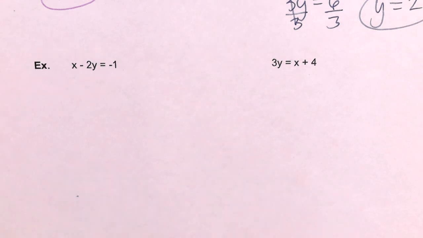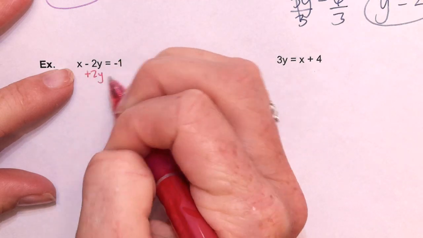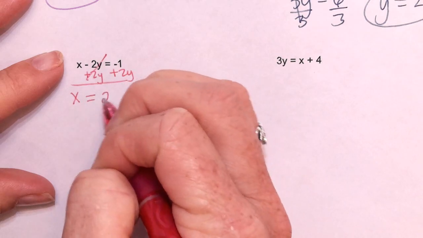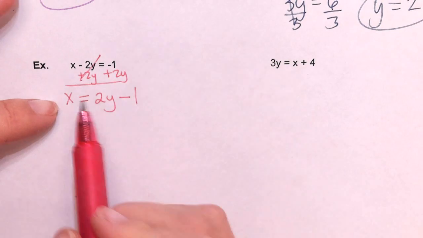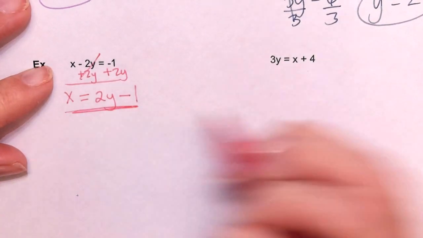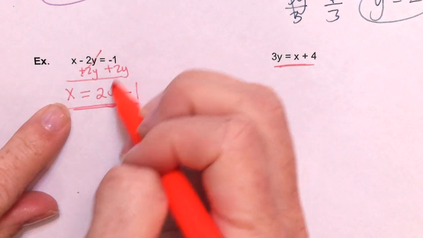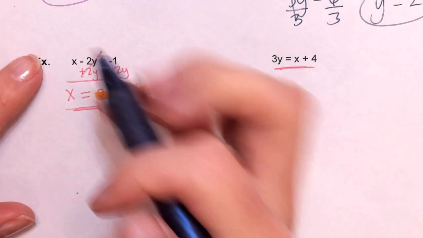Are y'all with me? All right, so here we go. How do I get rid of minus 2y? Plus 2y. So this is gone, and I'm left with x equals 2y minus 1. This is now the equation that I use. This equation and this equation. Do y'all want to try the next step from here? Y'all should be able to do the next step without me by now. What am I going to plug in for x over here? 2y minus 1. Go plug it in.